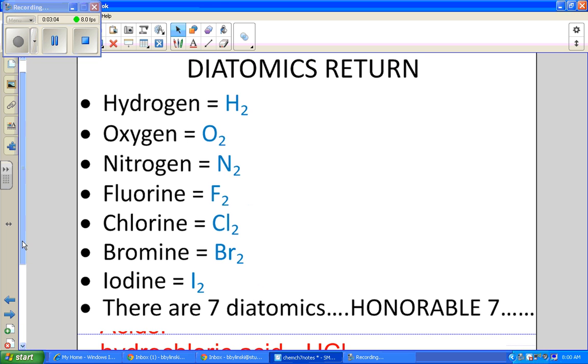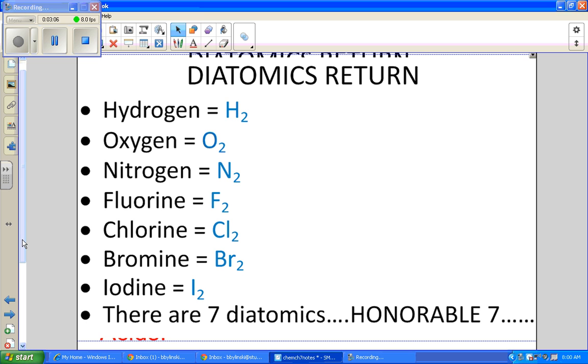Alright, diatomics. These are actually placed on that pink sheet that I provided, so you don't have to memorize these, but you have to remember to use them, and the fact that they occur together. I like to call these twins, because just naturally they occur with their partner. So you have H2, O2, N2.